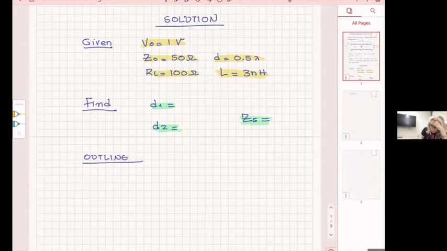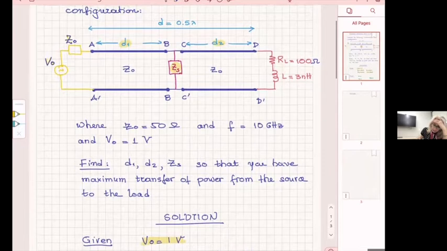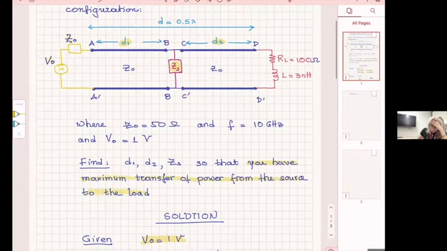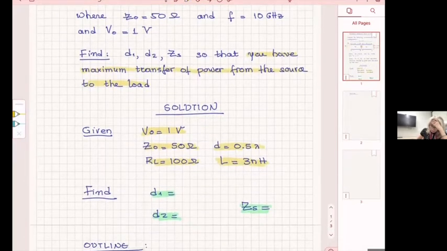And I will give points for writing this, as a matter of fact. Okay. When we write an outline, we always start from what we want to accomplish. And it says here, the final thing we would like to accomplish is to have maximum transfer of power from the source to the load. So let's focus on that. This is what they're asking us.